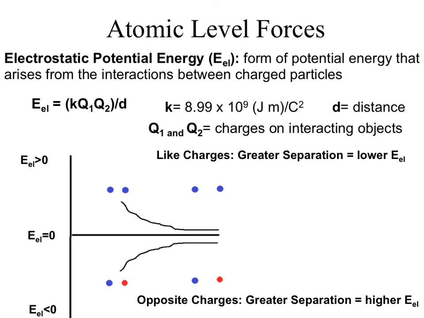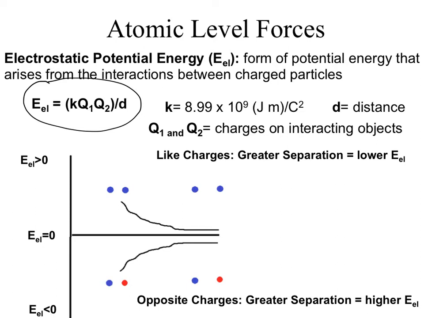Electrostatic potential energy is a very important force that we're going to be looking into as the semester progresses. Electrostatic potential energy, or E sub EL, is a form of potential energy that arises from the attraction between charged particles. So you guys have already had an introduction to cations and anions, and you understand that positive and negative items attract one another.